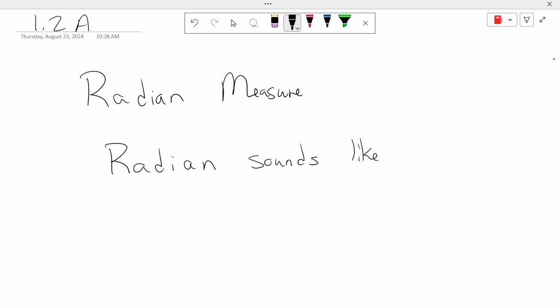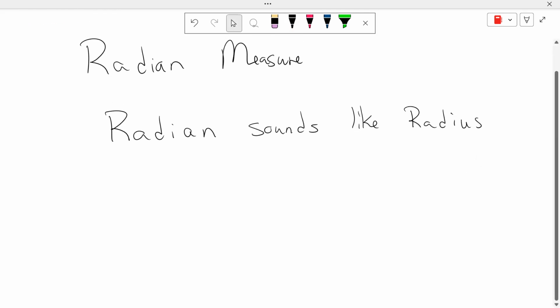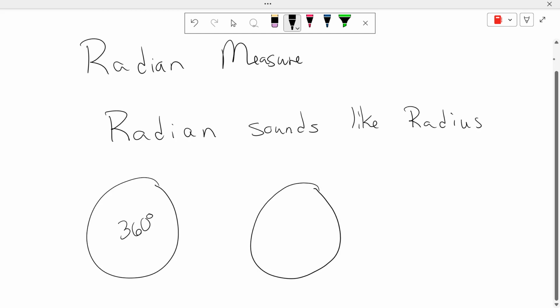Radian sounds like radius, so it has to deal with the radius of the circle. In a circle, there are 360 degrees. The radius of the circle goes from the center to the edge.